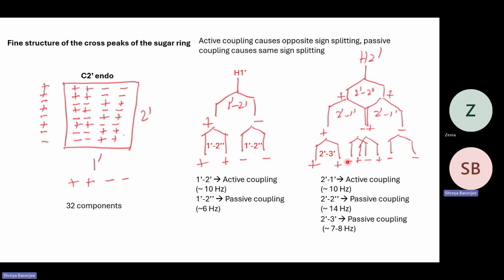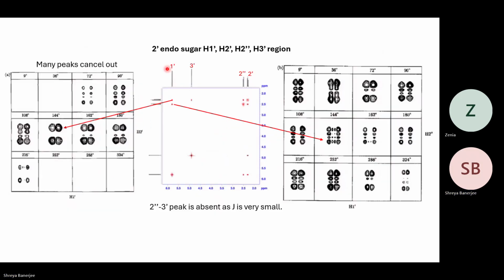So you have 2, 3, 4, 5, 6, 7, 8. 8 components for 2 prime, 4 components for 1 prime. So total 32 components for the 1 prime, 2 prime peak fine structure in C2 prime endo. Now the problem is that if you have so many components, like 32 components, then many of them cancel out. You can hardly see 4 components here. You can maybe see 8 here. So a lot of them are cancelling out because there are so many components.